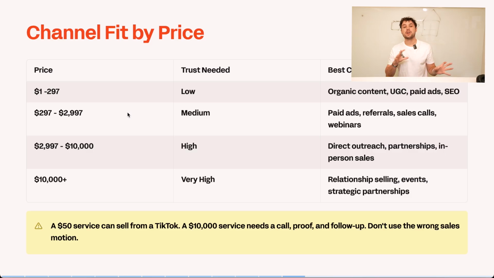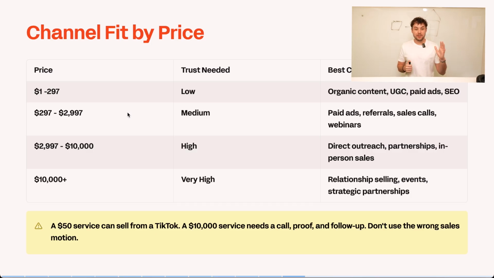But if you start getting into that $300 to $3,000 range, you're really gonna start relying on referrals. You're gonna need full sales calls so you can start answering questions and overcoming the objections, or a really long webinar where you can actually educate people on the problem, explain why your solution is the best, and then back up your credibility by showing case studies.